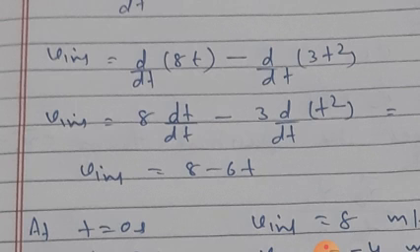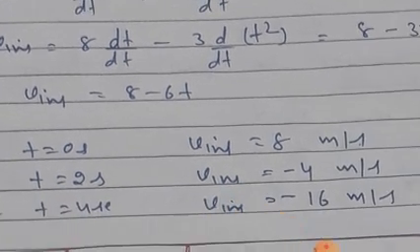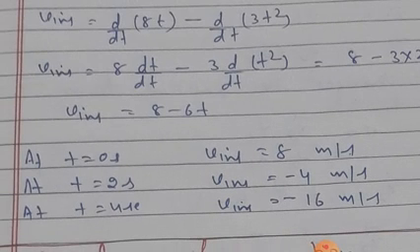So when we solve this term, we'll get 3 into 2t, so the answer is 6t. So v instantaneous is equal to 8 minus 6t. Now we will put the values of t, and corresponding to each t we will evaluate v instantaneous. For example, at t equal to 0 seconds, v instantaneous is equal to 8 meter per second, because the second term is equal to 0. At t equal to 2 seconds we'll get 8 minus 12, so we'll get minus 4 meter per second. At t equal to 4 we'll get 8 minus 24, that is minus 16 meter per second.